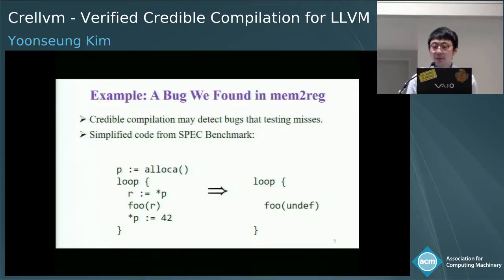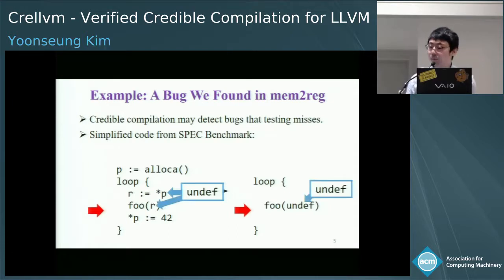Look at the following simplified code that is taken from the SPEC benchmark, where the mem2reg pass promoted every access to the memory location P into the constant value on def. Let's walk through it step by step to see why this promotion is wrong. First, a memory block is allocated in the source. Then, we read a value from the block, which is undef because it is uninitialized. Here, the undef value in LLVM is a special value representing every possible value.